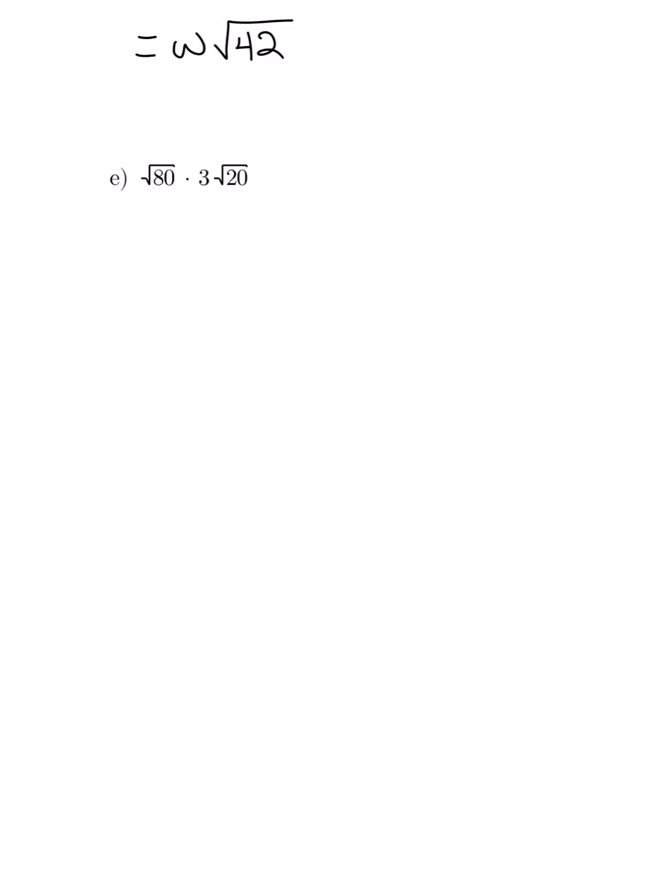Next up, we have the square root of 80 times 3 square root of 20. These numbers are a little bigger, so let's check and see if they contain perfect squares. 80 does. 80 breaks into the square root of 16 times 5 times 3. 20 is the square root of 4 times 5. So the first radical becomes 4 square root of 5 times. The second one becomes 3 times 2 square root of 5.